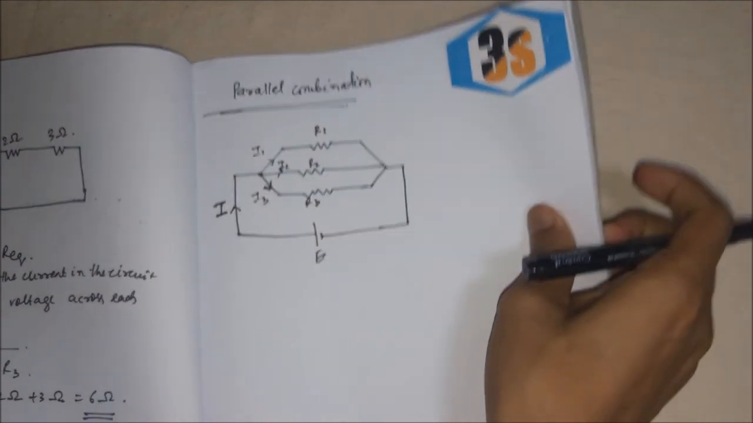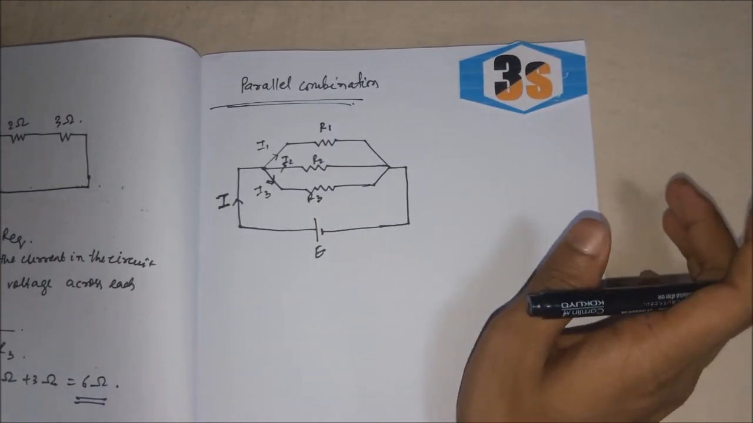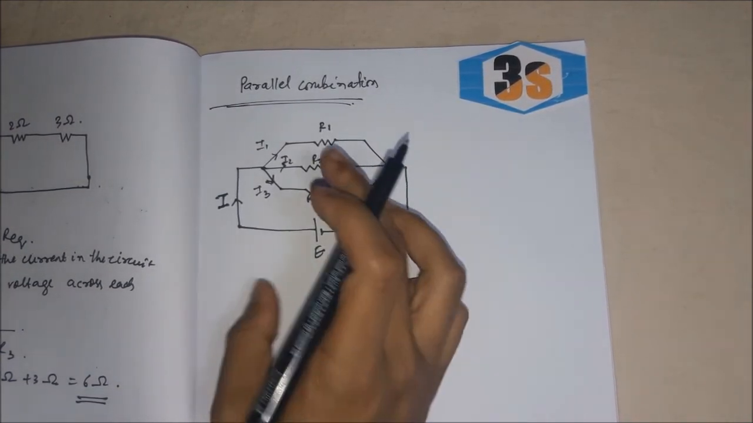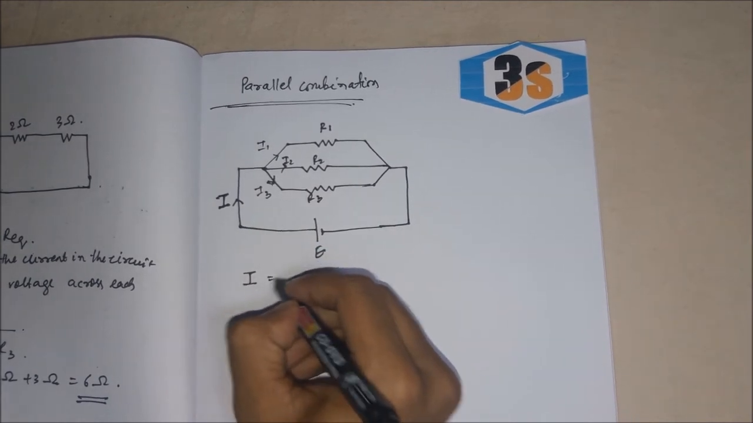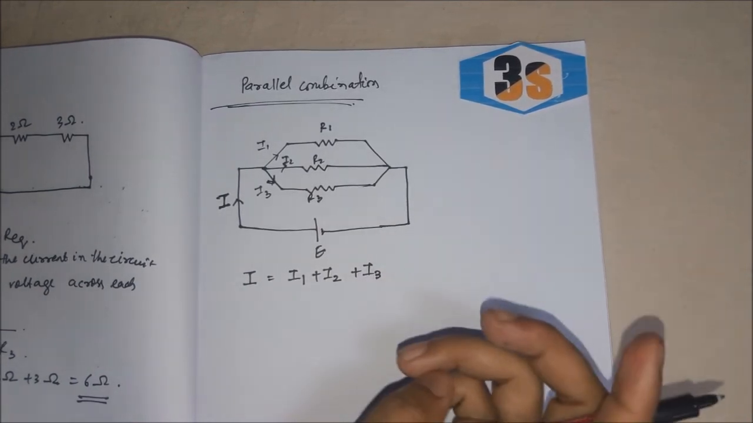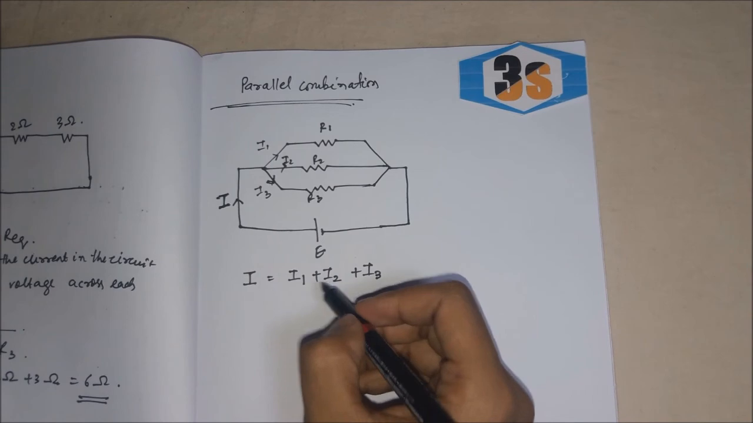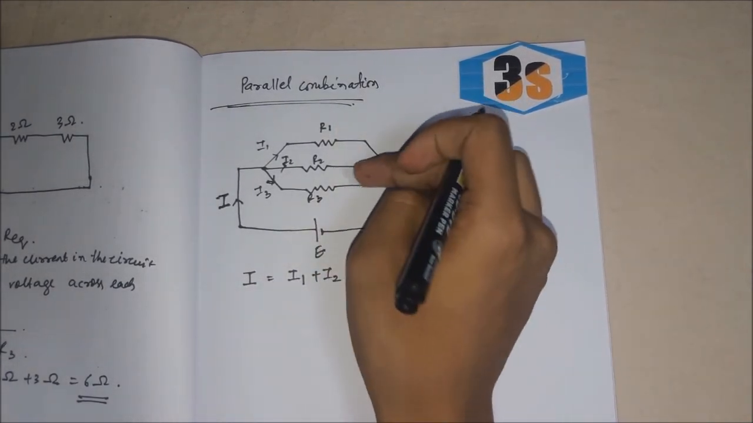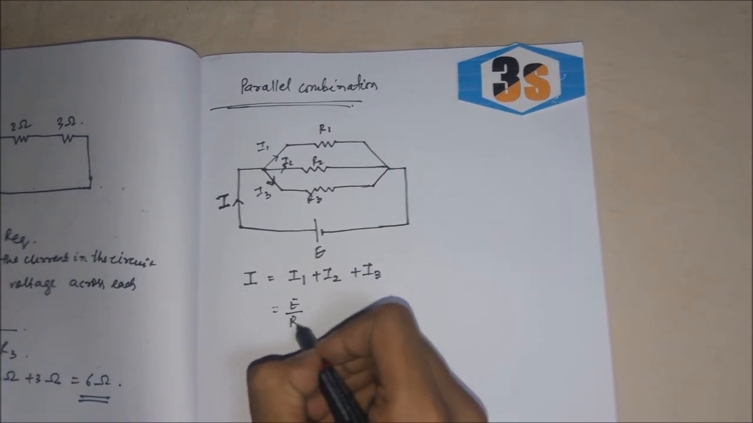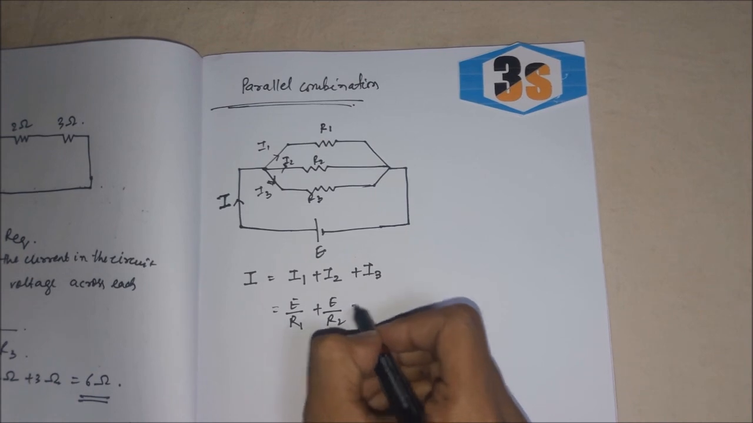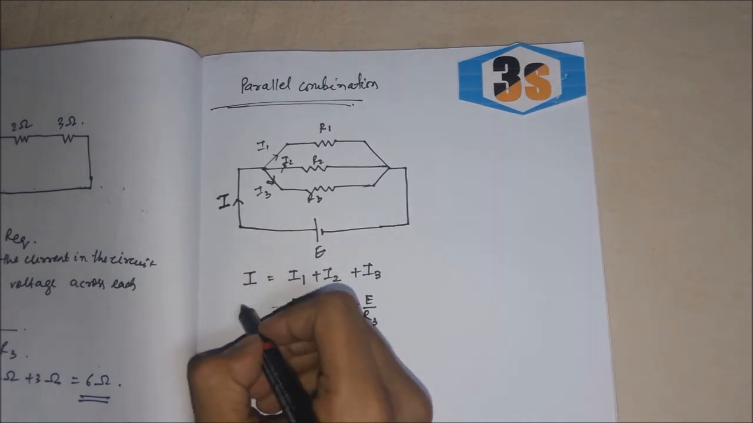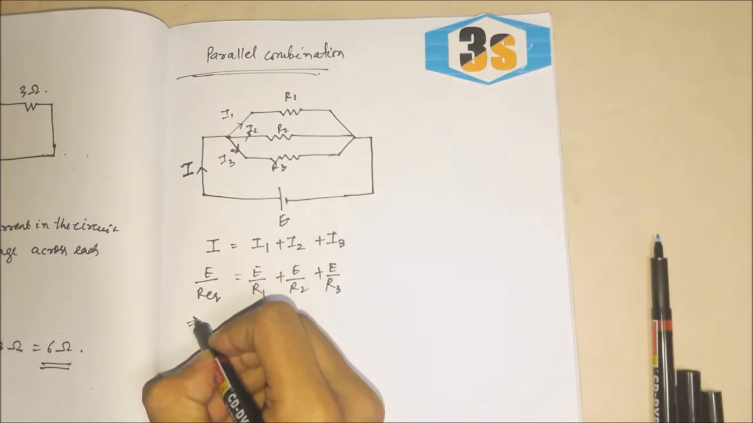Now let us deduce the formula for the equivalent resistance in a parallel combination of resistors. Since the current divides, the net current I equals I1 plus I2 plus I3 across the resistances R1, R2 and R3 respectively. Across the resistors R1, R2 and R3 the potential remains constant, that is E. So the current can be written as E by R1 plus E by R2 plus E by R3, which will be equal to the net current I. The net current I can be E by R equivalent.